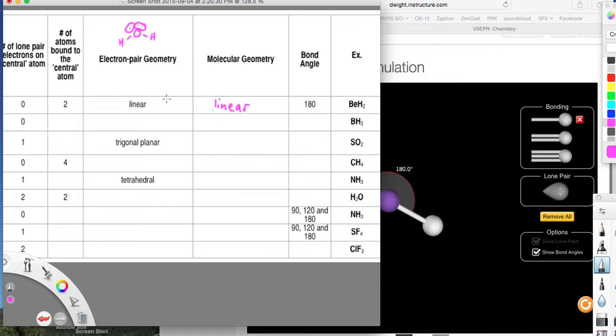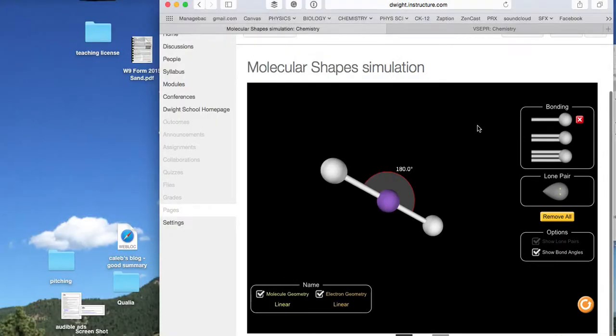Fantastic. Okay. Now I'm going to attach, so we've got 0 right here. There's 0 lone pair electrons in the central atom. I'm going to say, let's try with 3. I think that's the next one up, with 3 atoms bound to the central atom. And let's see what that looks like.